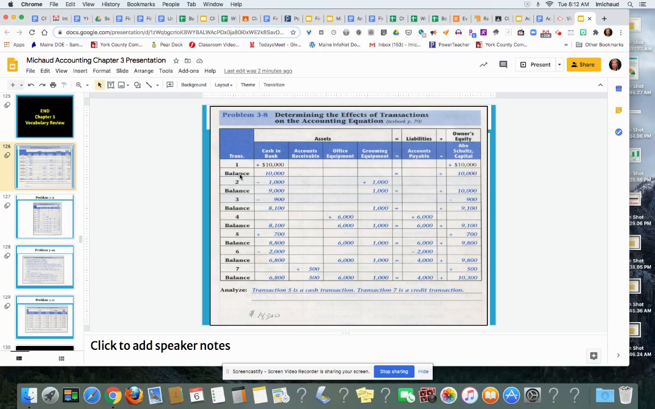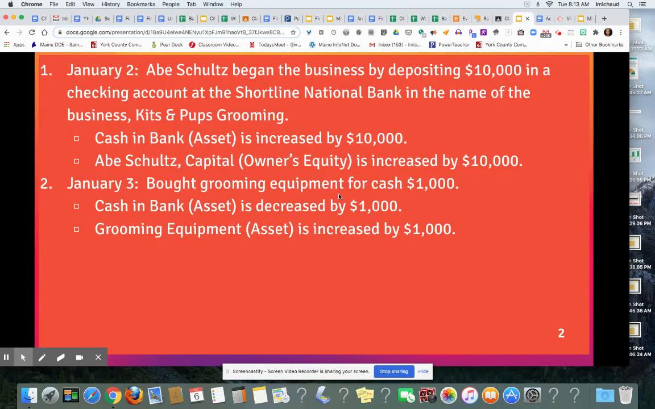So the balance after the first transaction remains the same. So transaction 2, we have less cash in bank, so you minus $1,000. Grooming equipment, we have $1,000 more than we had before. So cash in bank is now $9,000. Grooming equipment is $1,000. Capital is still $10,000. Okay, so we'll go back to the next transaction after you record that.